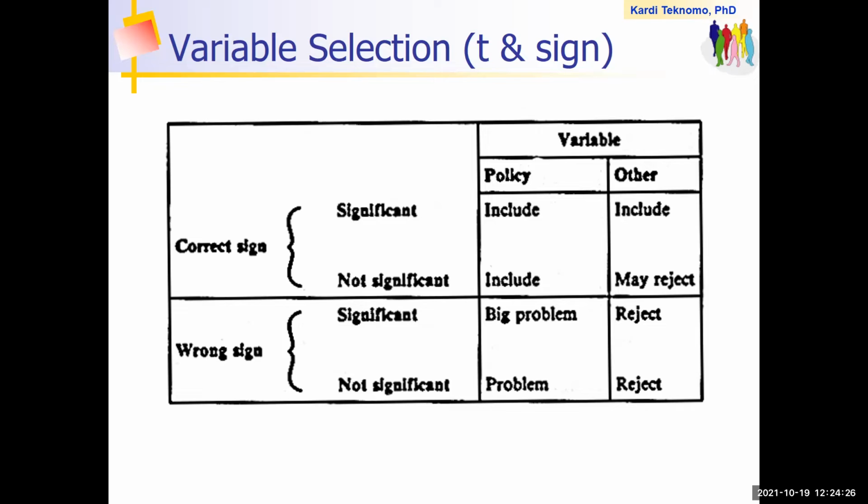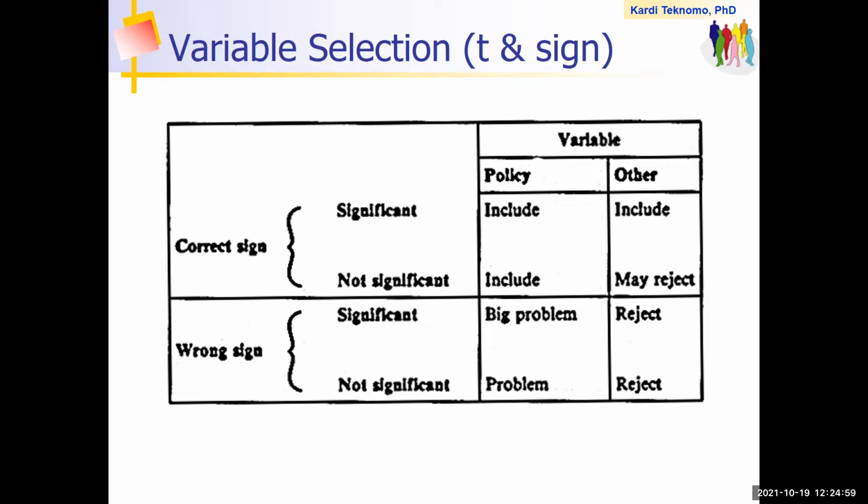So if it is a policy variable and significant, of course you include it. And if it is another variable that is not a policy variable, of course you include it too, right? If the sign is correct. But if the sign is correct but the t value is less than, say, 1.6, then if it is a policy variable, you still include it. And if it is not a policy variable, you will reject this variable.